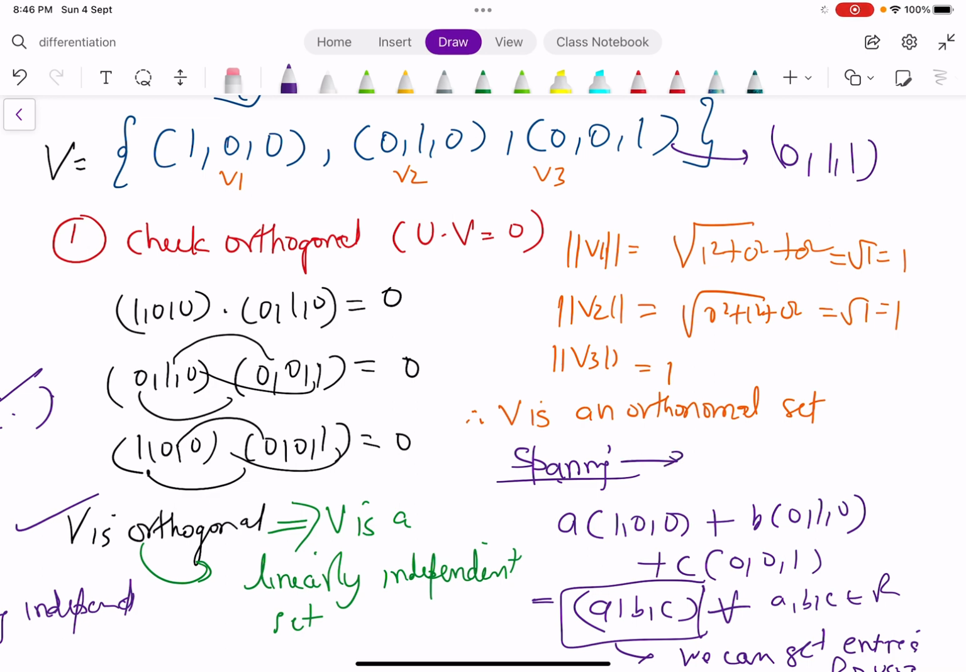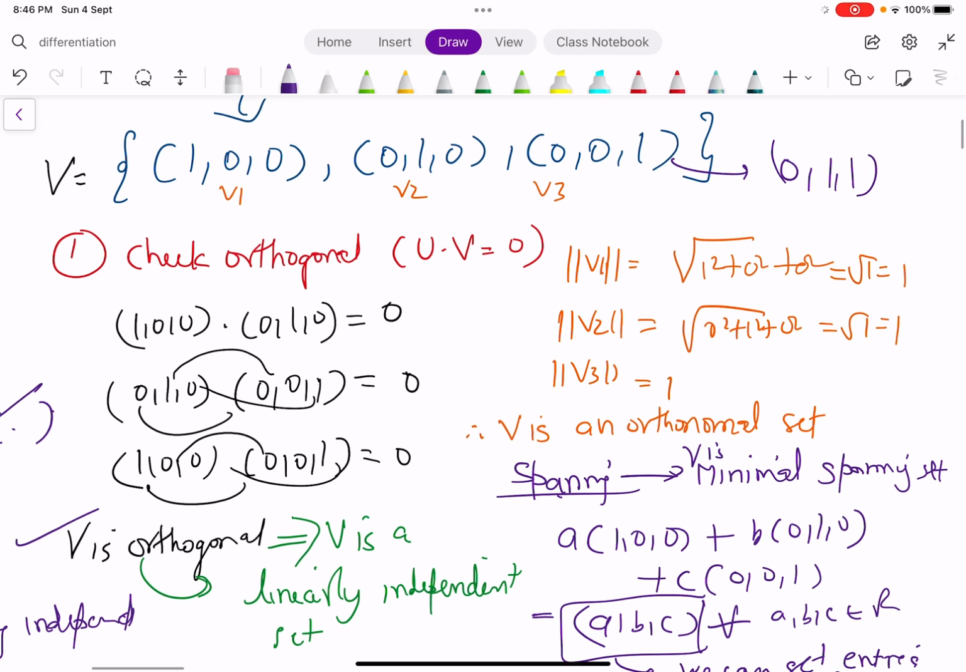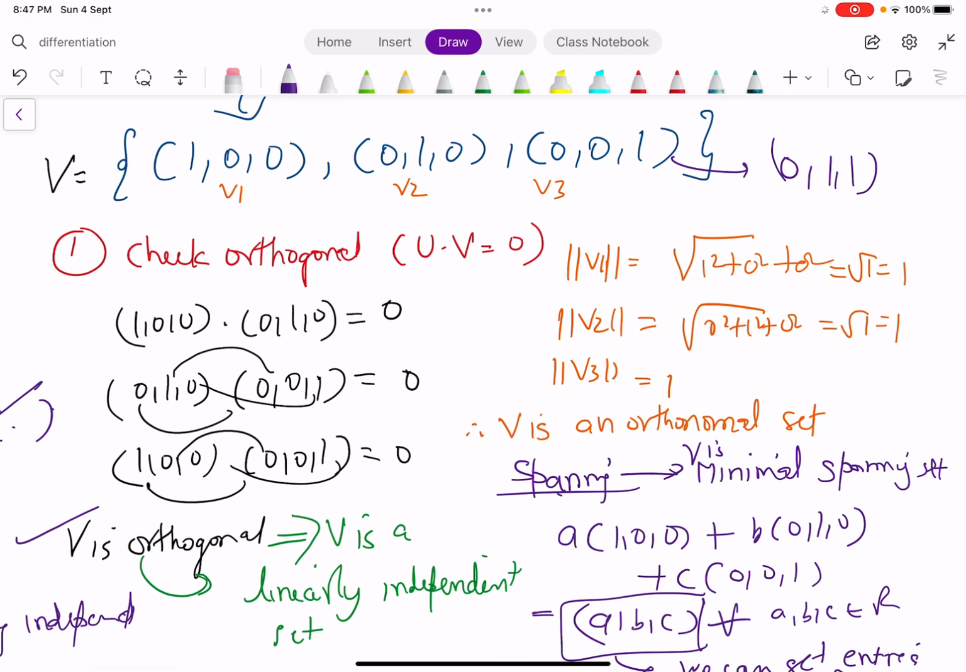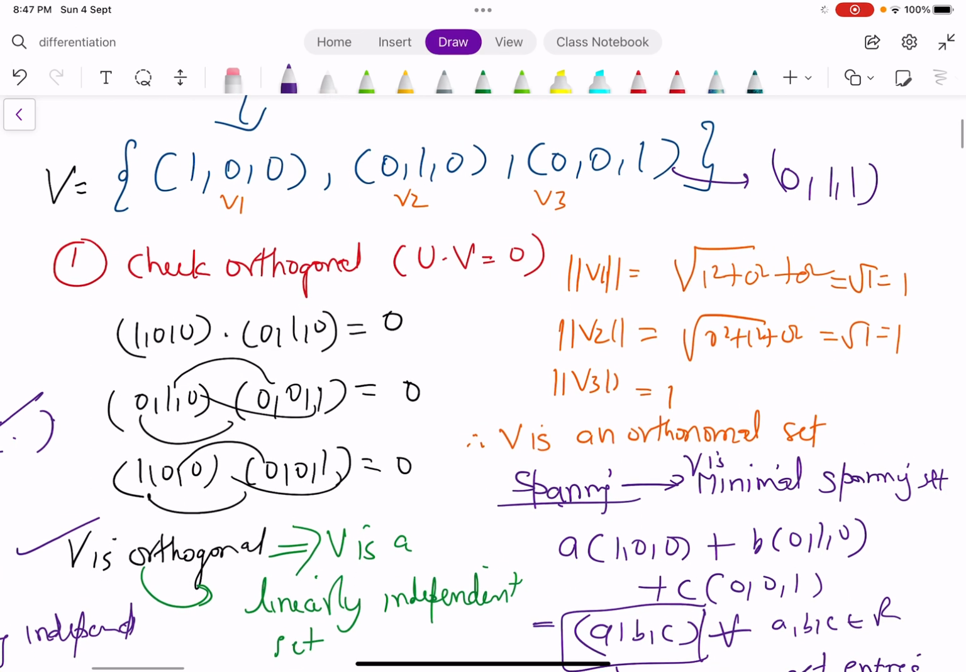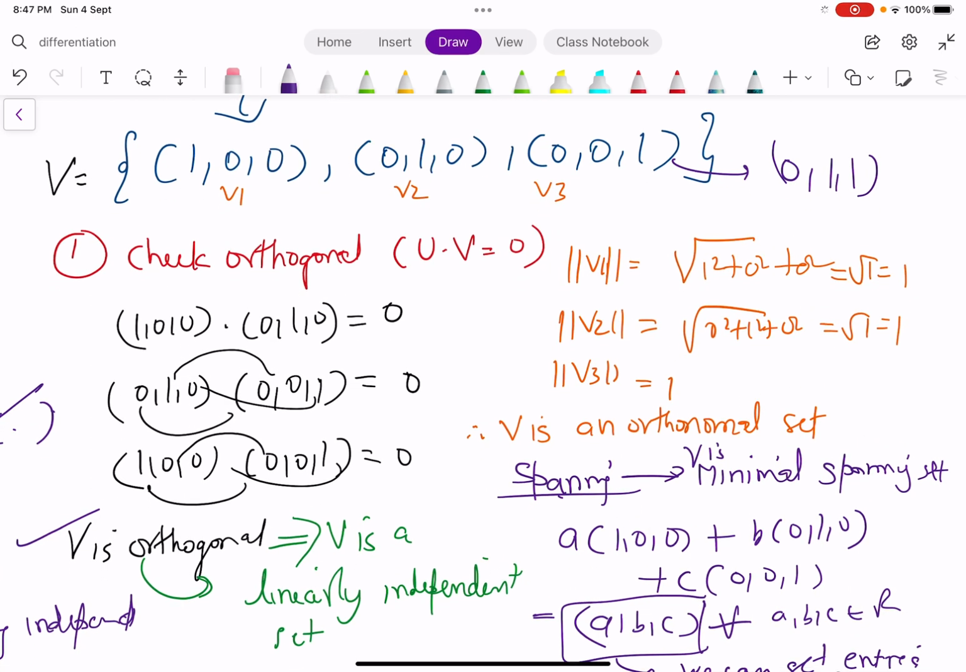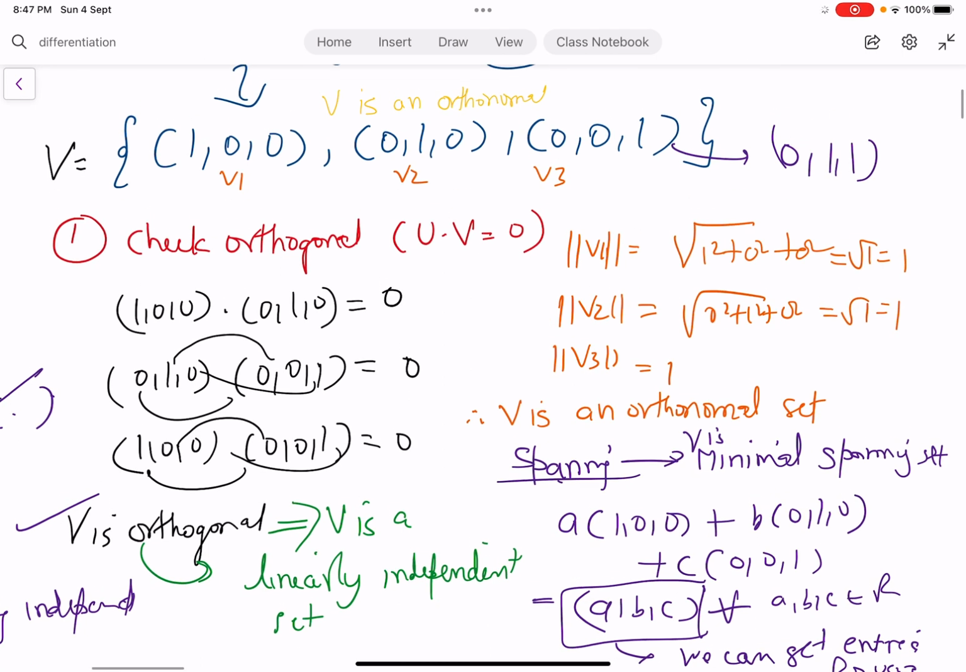So it's a spanning set. That means V is a minimum spanning set. So V satisfies all the conditions. It is an orthogonal set. It's a maximum linearly independent set. It is a minimum spanning set. It is an orthonormal set, and that means we can conclude, let's do it here so that everything adjusts in one place, V is an orthonormal basis of R3.